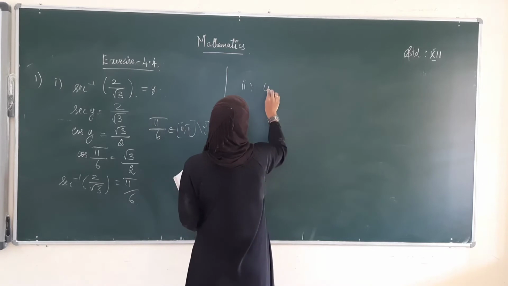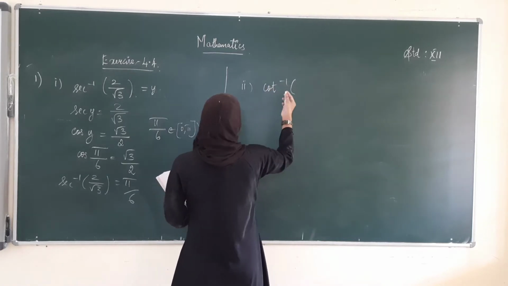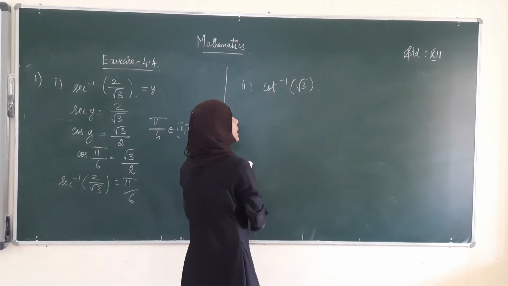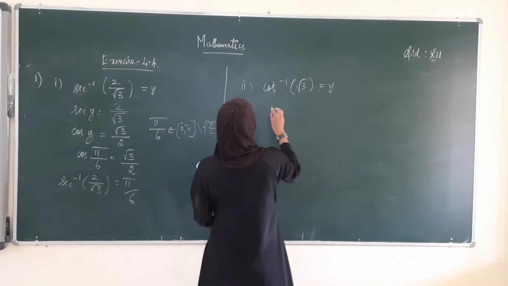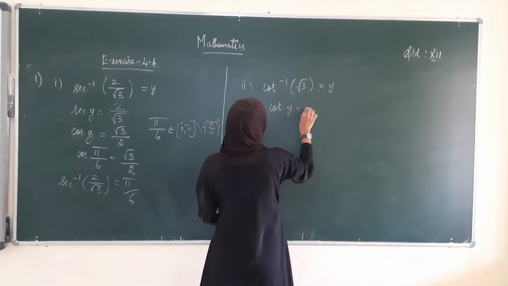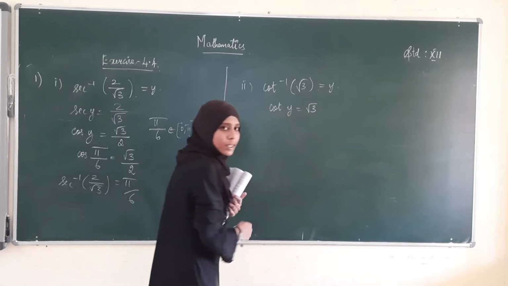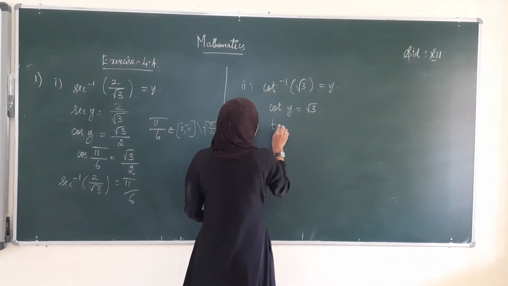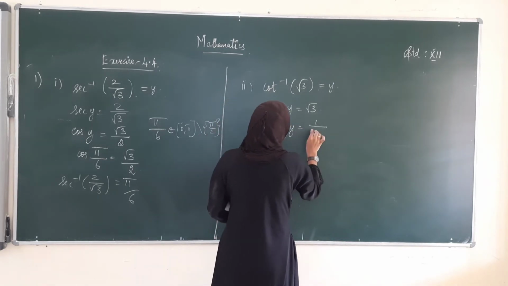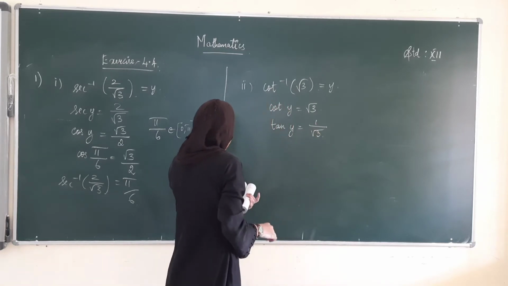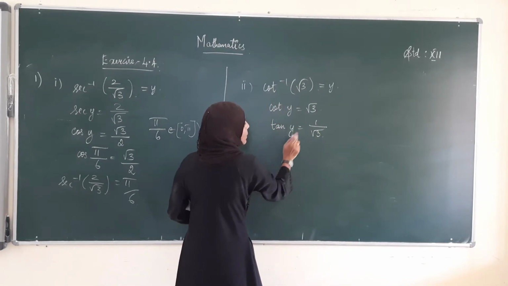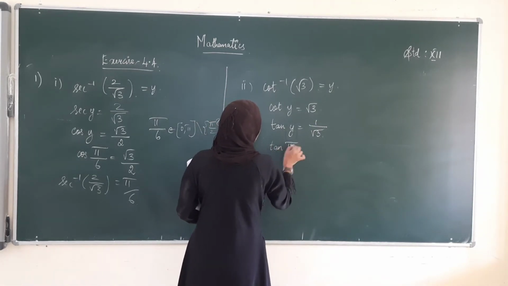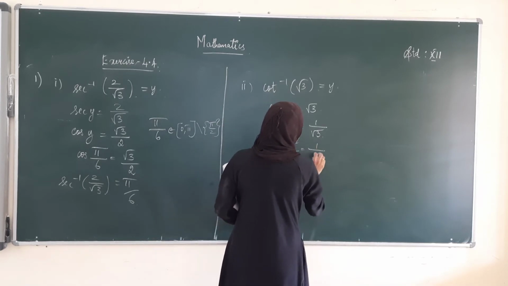The second subdivision is cot inverse of root 3. Now let us take cot inverse of root 3 as y. Then it becomes cot y is equal to root 3. Now reciprocal on both sides. What it becomes? 1 by cot y is equal to tan y, which is equal to 1 divided by root 3. Then for what values of y does tan y become 1 by root 3? We know that tan pi by 6 is equal to 1 by root 3.